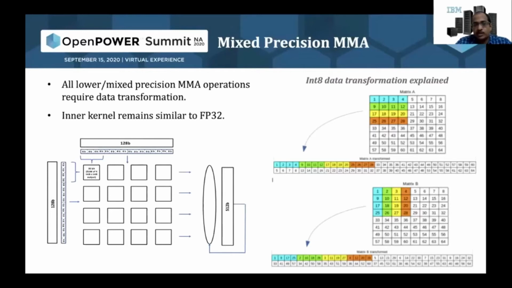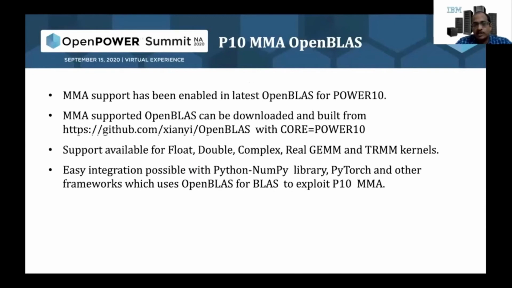Moving on to the next slide, where we discuss the community adoption of MMA. For community adoption, MMA support has been enabled in the latest OpenBLAS library. OpenBLAS should be built with POWER10 as core and libcore to enable MMA kernels for L3 BLAS routines.